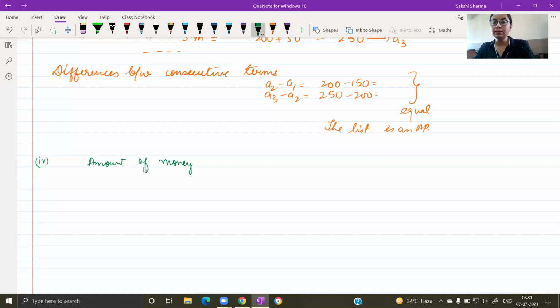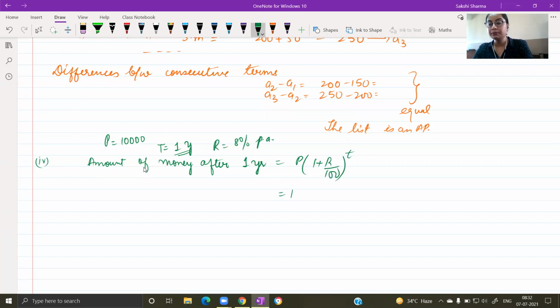The amount of money after 1 year. The principal here is 10,000 rupees. We will be taking the time period as 1 year at each step because we will be calculating the amount after every consecutive year. The rate of interest is given as 8% per annum. The amount is calculated by 1 plus R by 100 raised to the power of the time period. So this comes out to be 10,000 multiplied by 1 plus 8 by 100 raised to the power 1. You can calculate and give your answer.